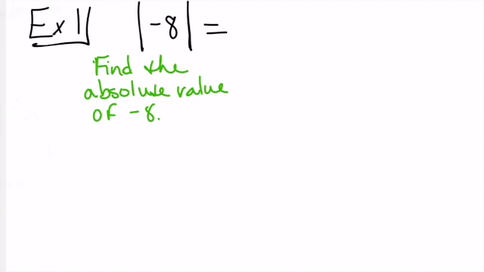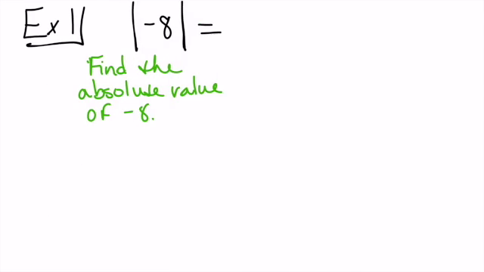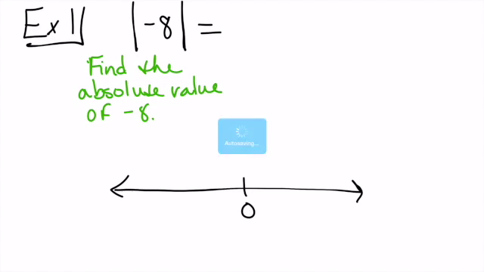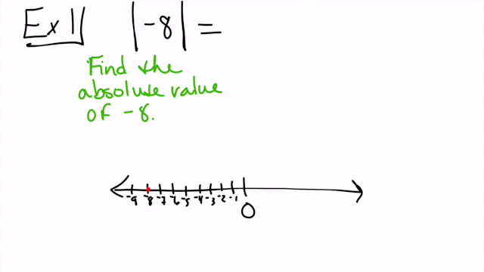If we go back to our definition, absolute value is a distance from 0 on a number line. So -8 on a number line, we need to know how far away it is from 0. And the easiest and most sure way to do that is to actually make a number line, put your 0 on it, and we need to go down to -8. Now I always like to go one more, so -9. So -1, -2, -3, -4, -5, -6, -7, -8, -9. And on the number line, -8 is right here.